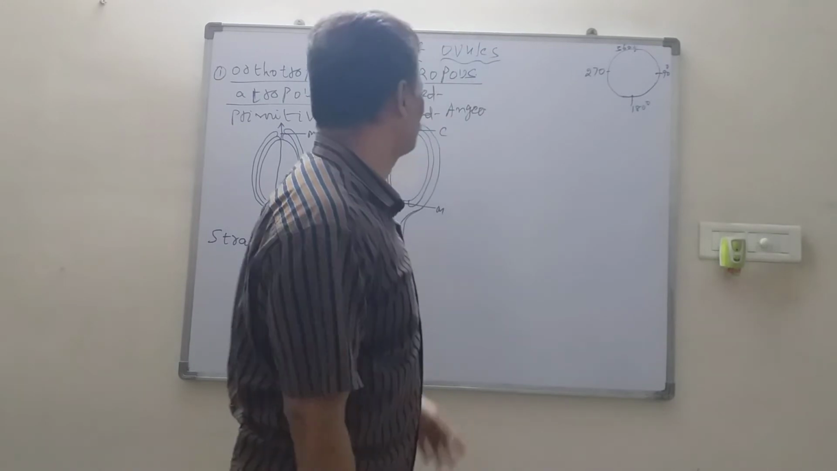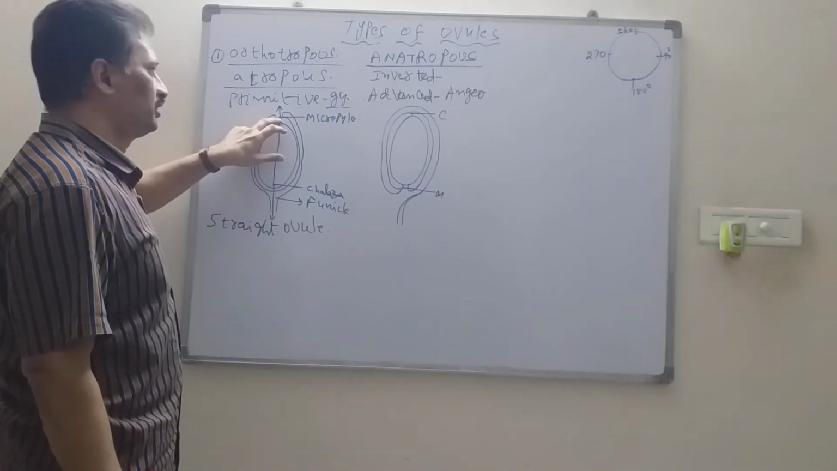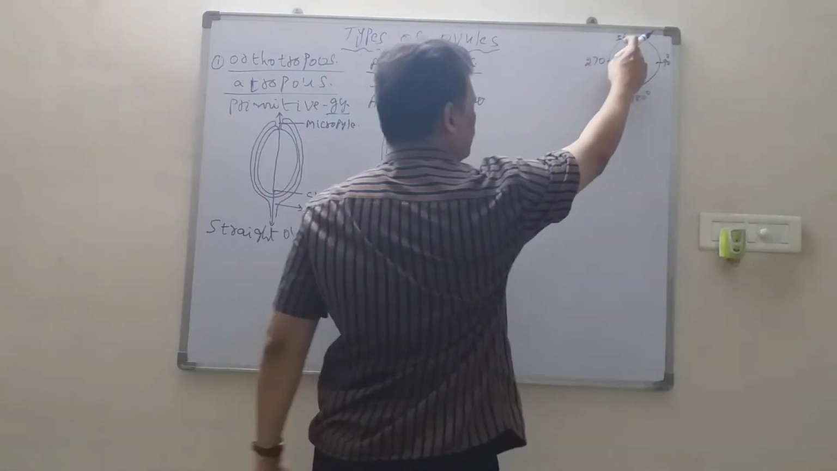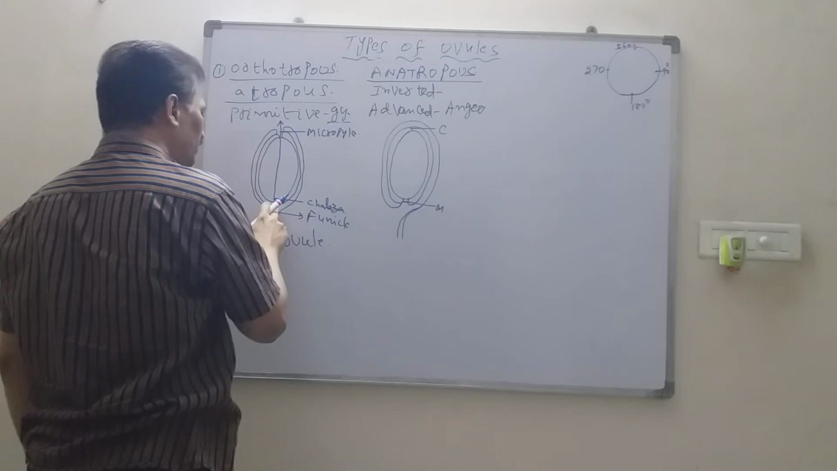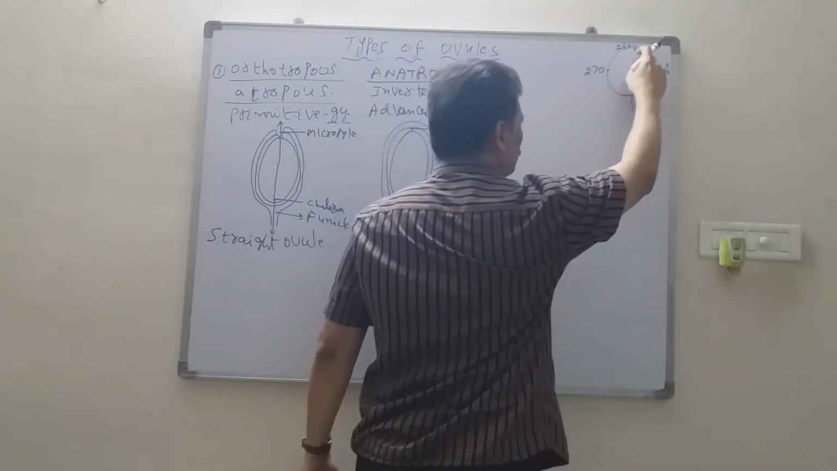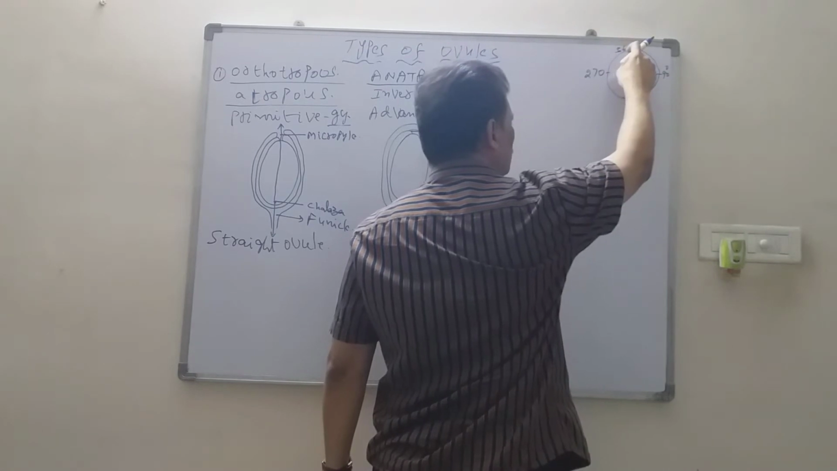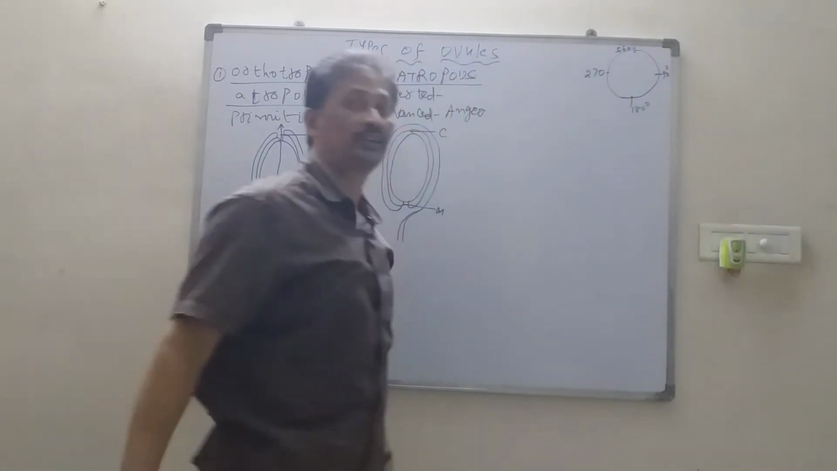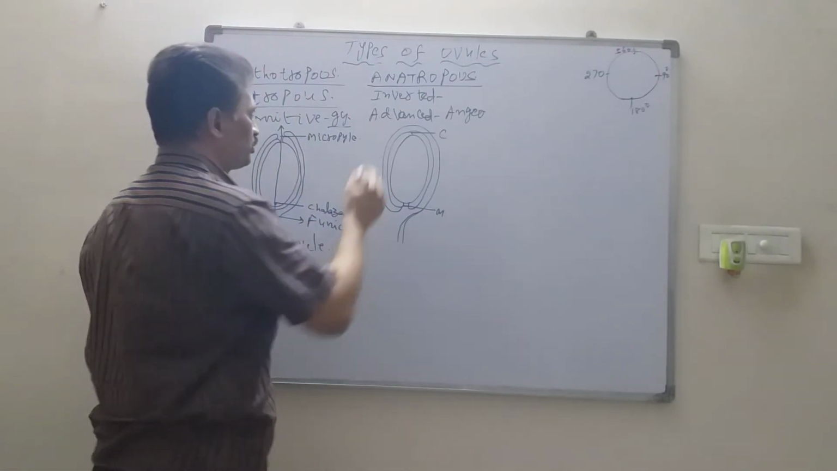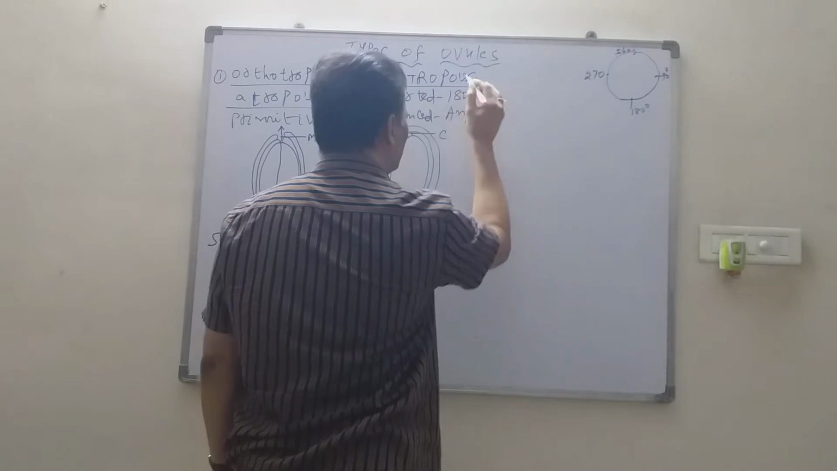So in this case, what happens is, in the first position, the micropyle is present here. Now, what is the position of the micropyle? It rotates and reaches here. That means the micropyle is present at this place, and the chalaza is present at this place. So how many degrees does it cover? It is 180 degrees. So this anatropous ovule is also called the 180 degrees ovule.